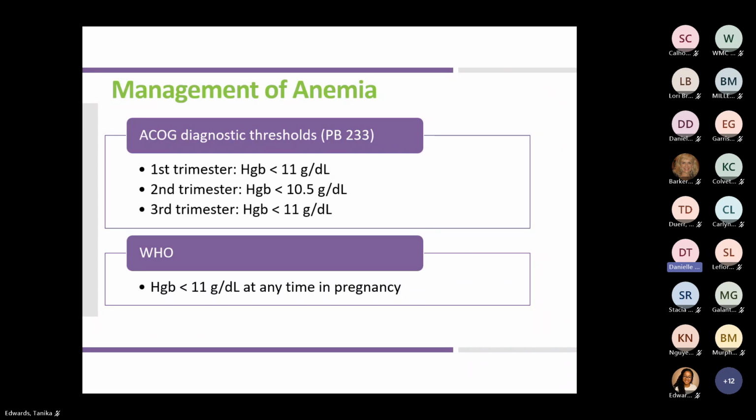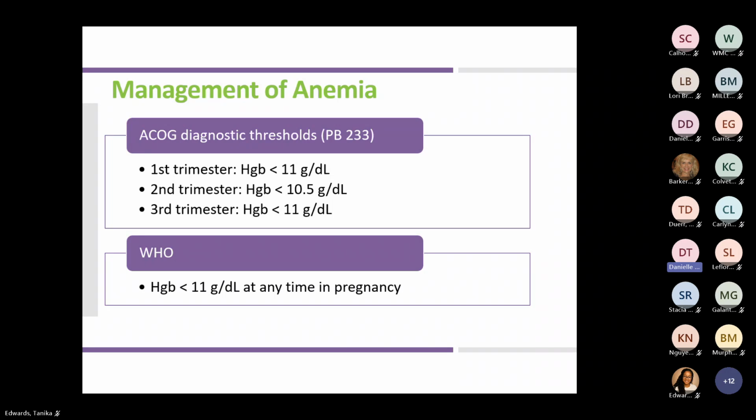It's really important to first know where normal sits. When we look at ACOG diagnostic criteria, and this is per Practice Bulletin 233, we should expect that a hemoglobin of 11 is really the goal. So they define anemia in the first trimester as a hemoglobin less than 11, second trimester less than 10.5, and third trimester less than 11. So why would that be different? Because naturally there's hemodilution as part of the normal changes of pregnancy, and that hemodilution is greatest in the second trimester. So naturally, we expect the hemoglobin to be lower.